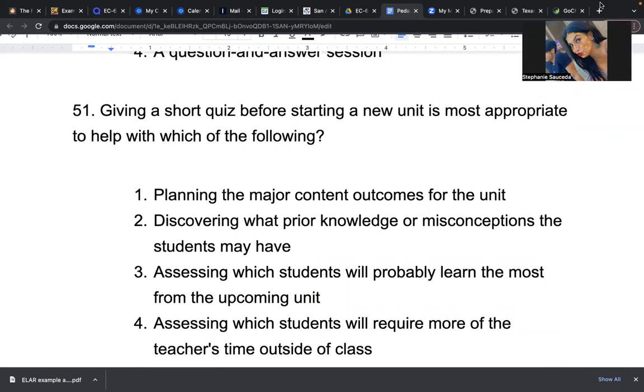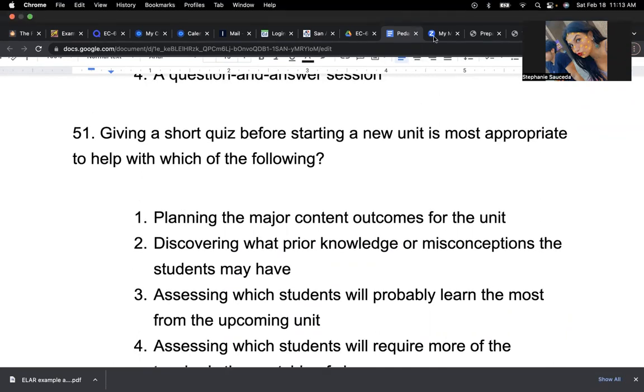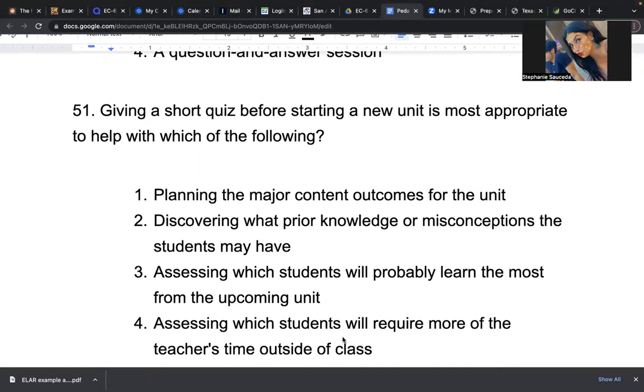Giving a short quiz before the start of a new unit is most appropriate to help with which of the following? So before we read our answer choices, we're giving a short quiz. And what other keywords and phrases? I want you guys to unmute yourselves and let me know what's important for us to pay attention to get this answer right.